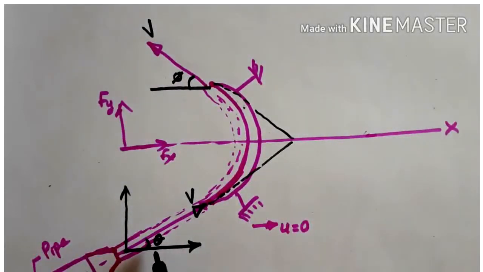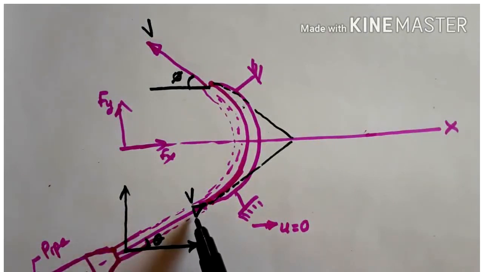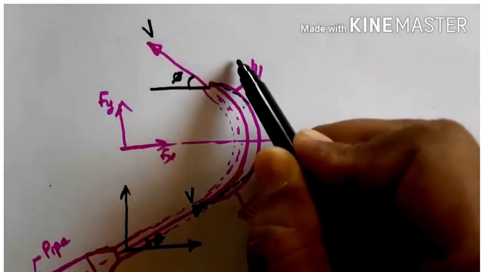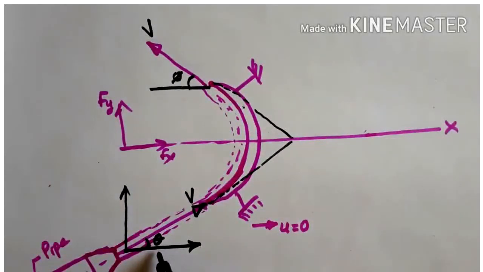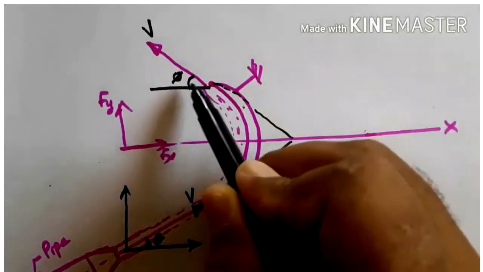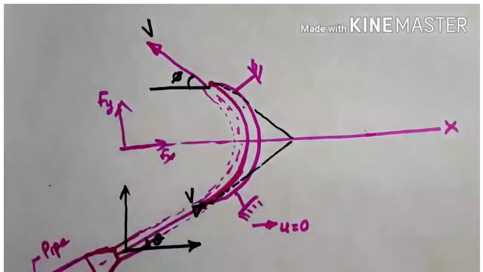In the previous case we saw both the angles were the same, so that was the symmetrical case. This is the unsymmetrical case, meaning it will enter with some angle and exit with some other angle. The entry angle is taken as theta and the exit angle is taken as phi, so both the angles are not the same.